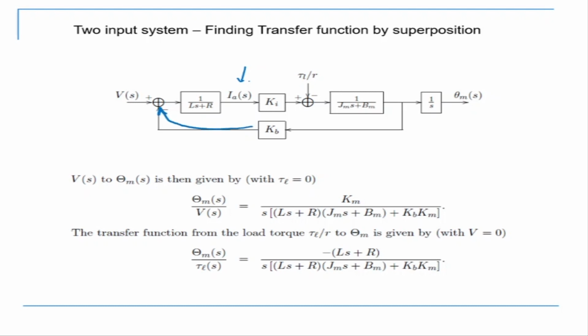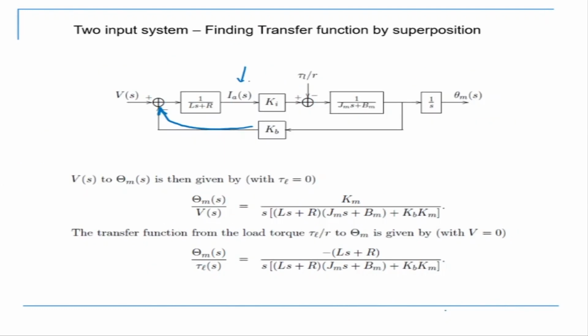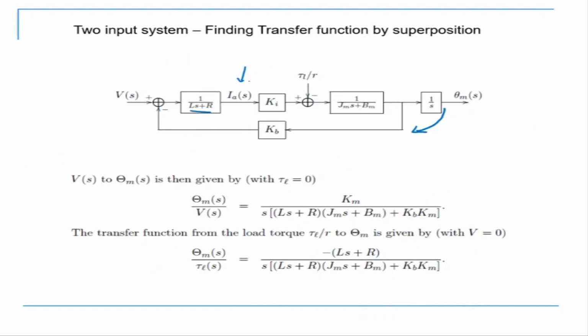In this, what is happening is it is Vs minus Kb into S theta ms, so this top term is coming from there. Theta ms is coming from here. And then that is the denominator; on the denominator we have Ls plus R, which is here. So when Vs minus this is getting multiplied by this block, what you're getting is Ias. Now I hope you understand how this block diagram came from this equation.